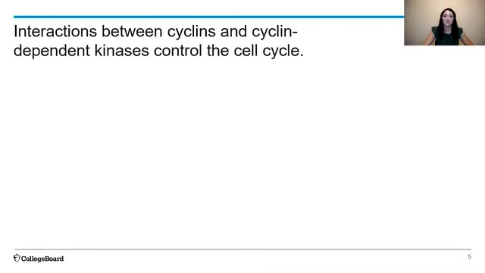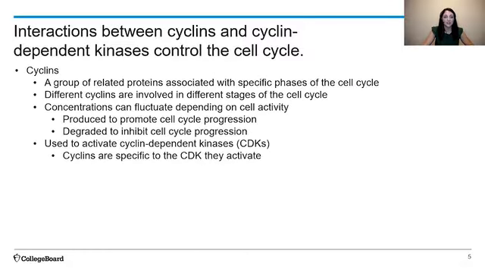There are interactions between things called cyclins and cyclin-dependent kinases that help to control this cell cycle. Cyclins are a group of related proteins that are associated with specific phases of the cell cycle. There are different cyclins that are involved in different stages, and their concentrations fluctuate depending on the cell's activity. So their amounts will vary depending on what phase the cell is in. The cyclins are produced when we need to promote cell cycle progression on to the next phase, and they can be degraded to inhibit the cell cycle from progressing.